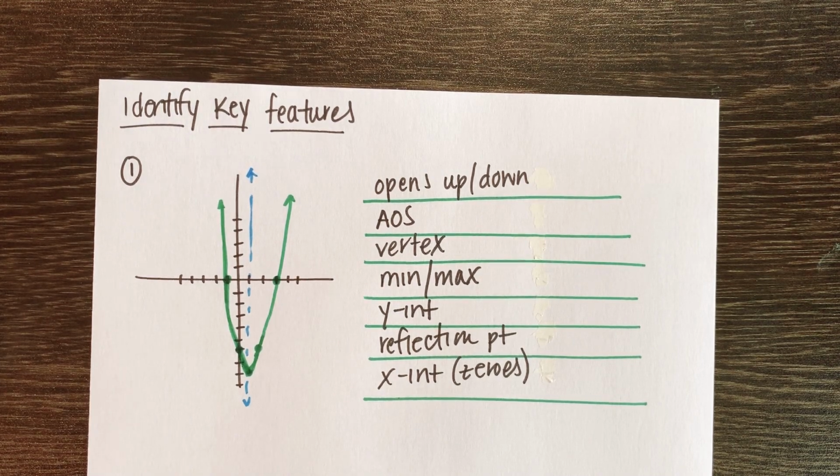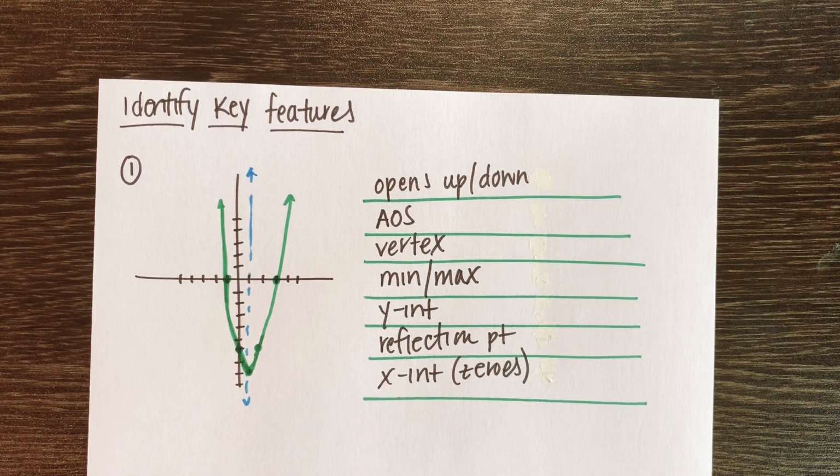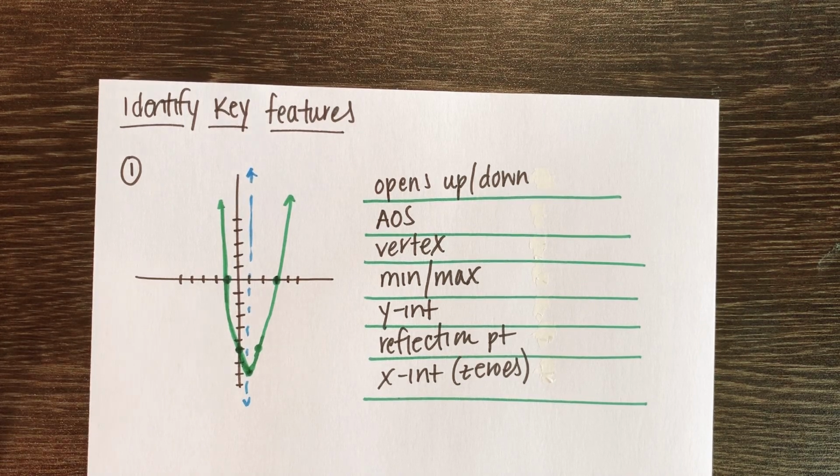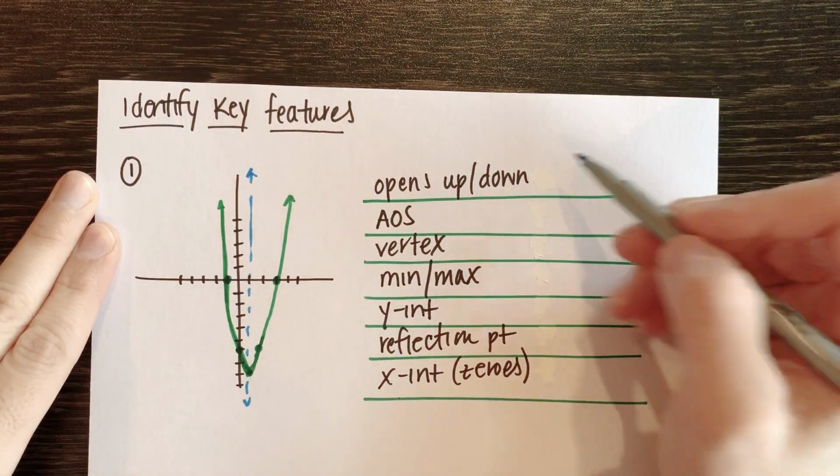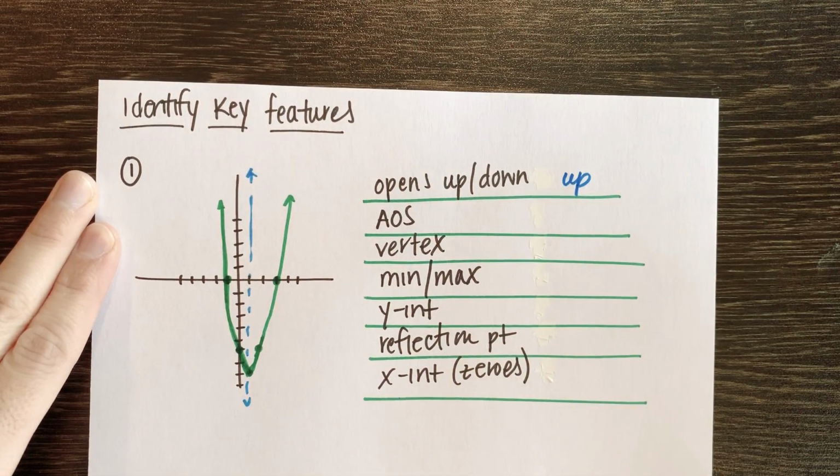So if you go to take your 9-1 quiz, maybe there's a picture of a parabola that looks like this, and it asks for those key features. So does this parabola, my green parabola, open up or down? So you can see that my parabola opens up.